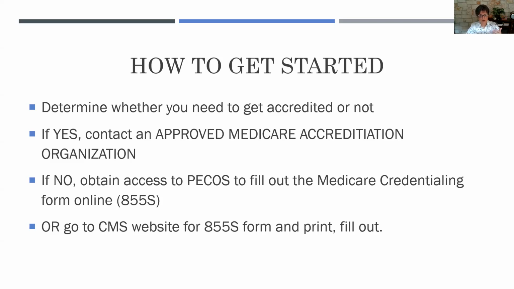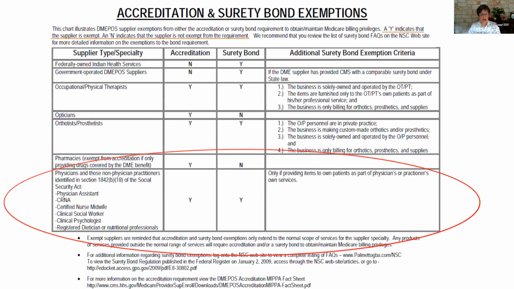So to get started, though, you do need to determine whether you would need to be accredited or not. Now, this little chart that came from Medicare has a list of the exemptions from accreditation and whether a surety bond would be needed. So just so that you're not confused, if you see a Y next to your particular category, that means that you are exempt. So Y is good news. Y means that you're exempt from having to go through accreditation. An N means that you're not exempt from the requirements.